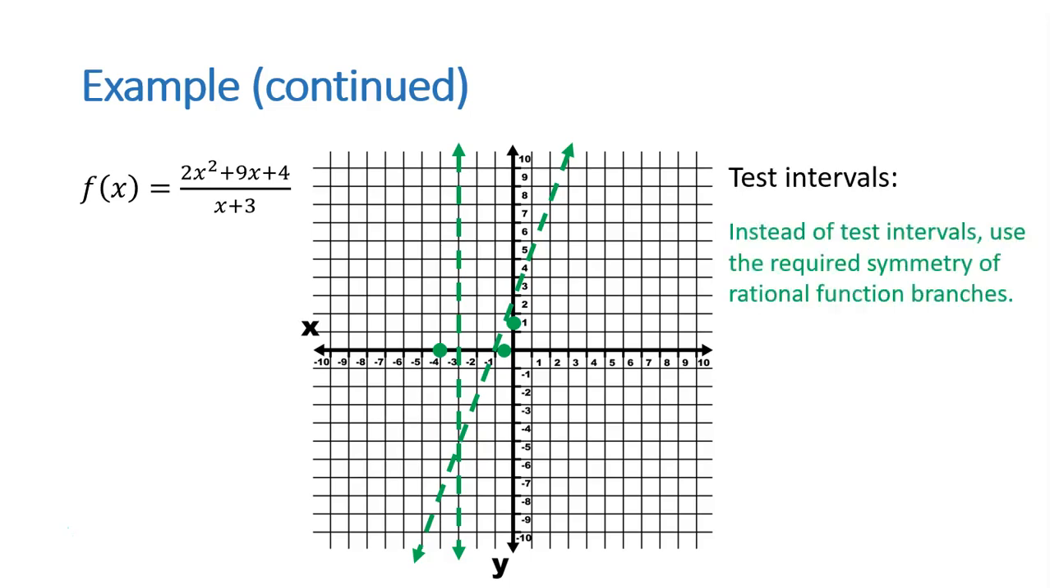So for our test intervals, let's think about this. Let's just use symmetry instead. We know that we have to have mirror image branches. There's always going to be some sort of symmetry, some sort of mirror imagery whenever we're graphing a rational function. So we know a couple of things. We're not going to cross the slanted asymptote.